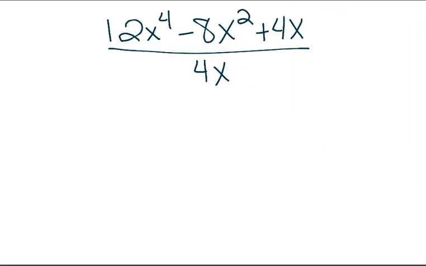The last thing I wanted to point out is long division is not necessary if you notice that there is only one term in the denominator and it'll divide evenly into each term. You can go ahead and just divide it out and you don't need the long division. So if I do 12x to the 4th divided by 4x, that will be 3x to the 3rd. Notice that when we're dividing, we subtract our exponents. So 4 minus 1, that's how I got the 3. Next term, negative 8x squared divided by 4x would be negative 2x. And the last one, 4x divided by 4x, is just 1.